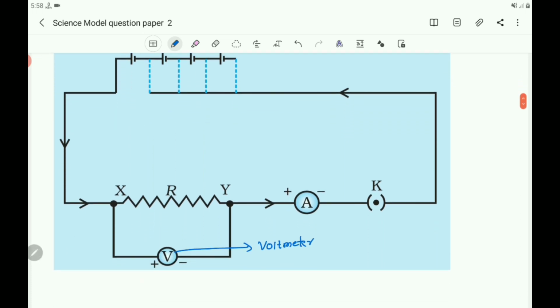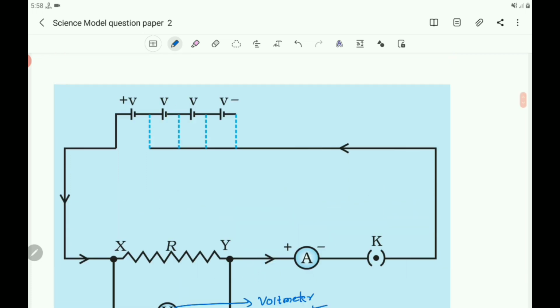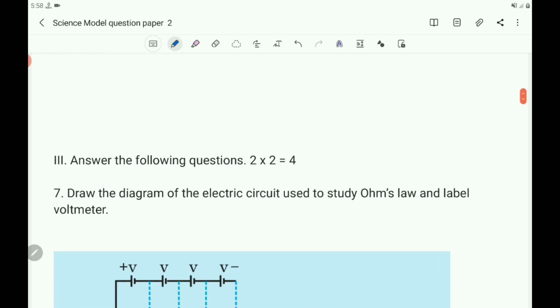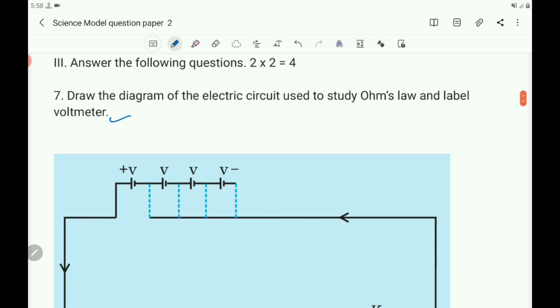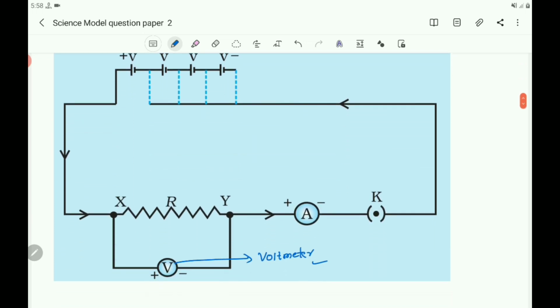This is the voltmeter. Here only one we have to label, the voltmeter. That is the 2 marks question.